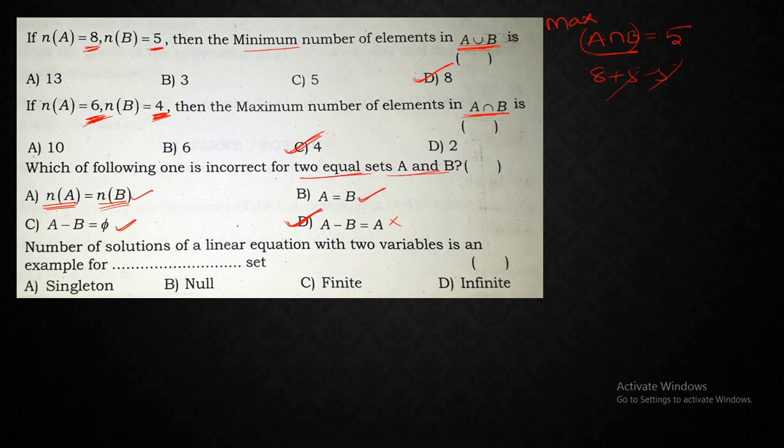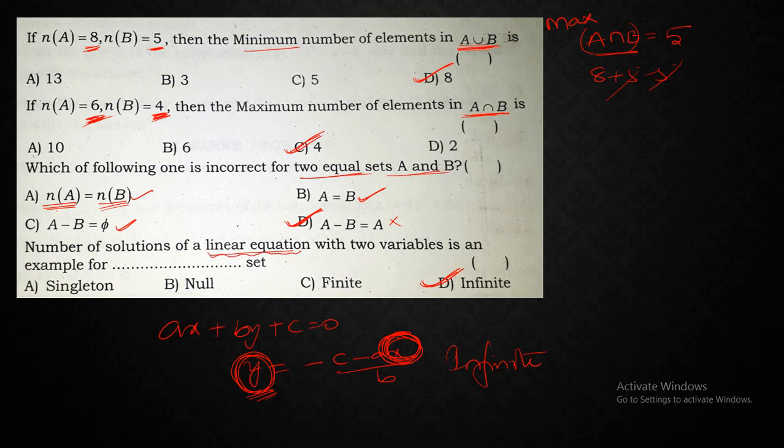Next, the number of solutions of a linear equation with two variables is an example for. Already we know ax plus by plus c is equal to 0. If you take one linear equation, then I can write it as y is equal to minus c minus ax by b. When you substitute values for x, we will get different values of y. So how many solutions are we going to get? We are going to get an infinite number of solutions. So the answer is infinite set. By considering different values of x, we are going to get infinite values for y, right? This is only for one linear equation.